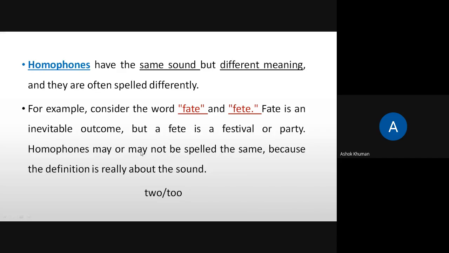Homophones have the same sound but different meanings, and they are often spelled differently. Spelling is also different. You can see the only similarity is the sound.